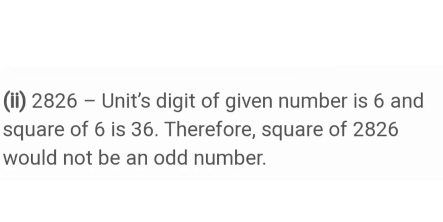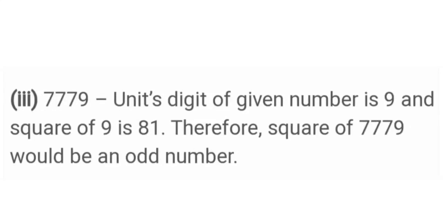Second one, 2826. Here the ones digit is 6 and the square of 6 is 36. In 36 the ones place is 6, and 6 is an even number. It means the square of 2826 is an even number. Next, 7779. Here ones digit is 9. The square of 9 is 81. So ones digit is 1. It means the square of 7779 is an odd number.